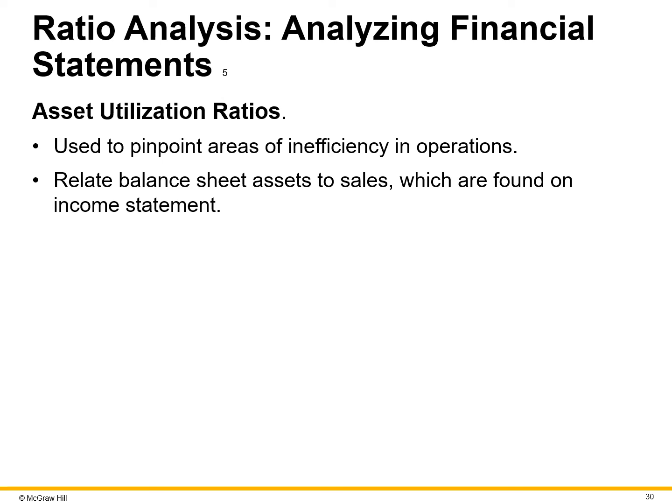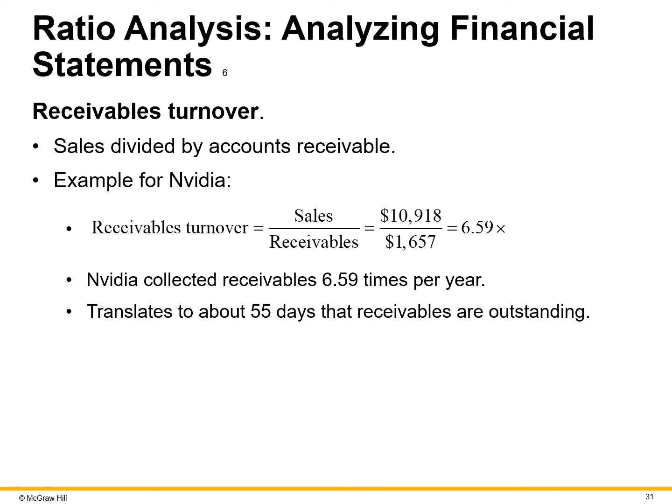Assets utilization ratio measures how efficiently a firm uses its assets to generate $1 in sales. Managers can use assets utilization ratios to pinpoint areas of inefficiency in their operations. Receivables turnover equals sales divided by accounts receivable. It indicates how many times a firm collects its accounts receivable in 1 year. It also demonstrates how quickly a firm is able to collect payments on its credit sales, and no payments means no profit.